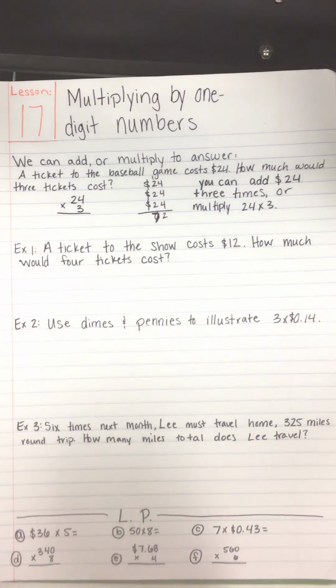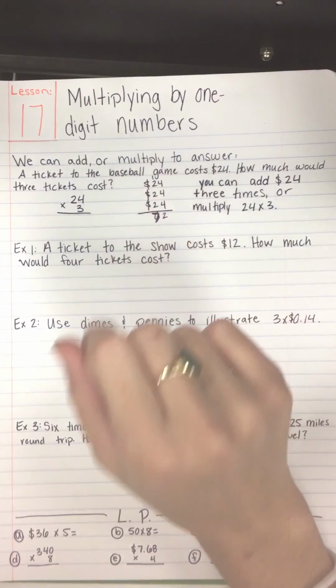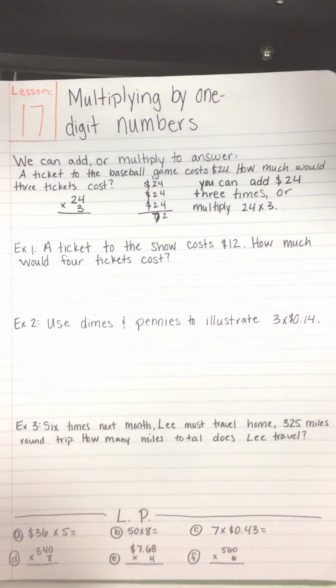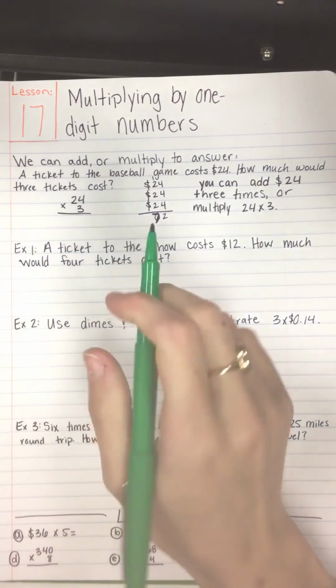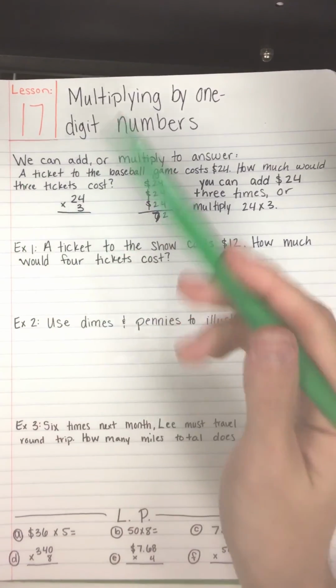Okay, so today, lesson 17, multiplying by one-digit numbers. All right, I'm going to use a green pen. Okay, it says, we can add or multiply to answer the following questions.